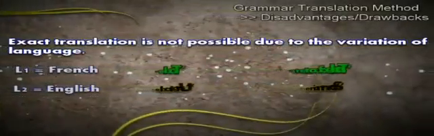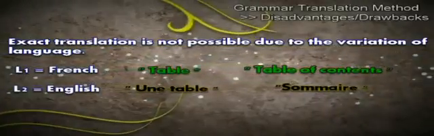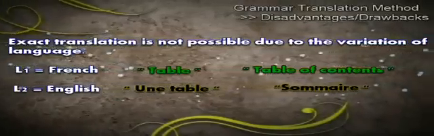Supposing that our mother tongue, L1, is French, and the target language, L2, is English. So we have here two possibilities. We have the word "table" and the phrase "table of contents". The exact translation of the word "table" is "table", and it's correct. And the exact translation of the phrase "table of contents" is somewhere, and it's correct.